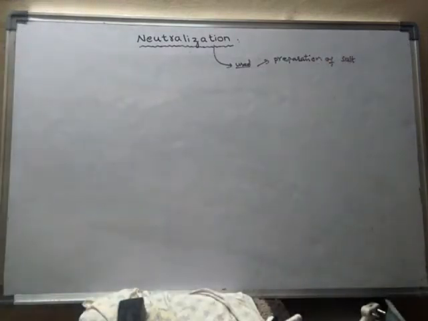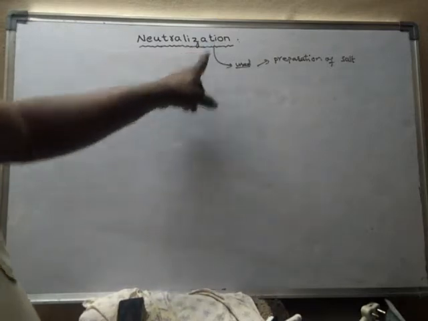In the preparation of salt, when an acid reacts with a base to form salt and water, that reaction is said to be a neutralization reaction. So during the neutralization reaction, along with the water, salt is also formed. Formation of water is the main thing, and along with the water, salt is also formed. Hence, neutralization reaction is used for the preparation of salt.